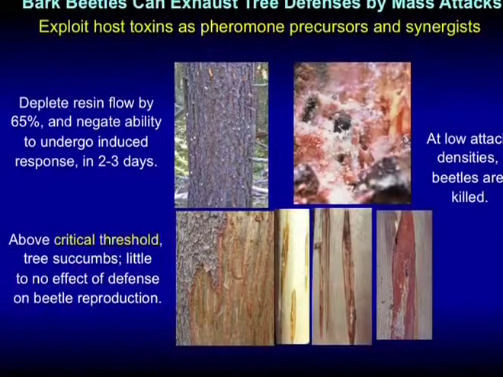The other way they can deal with it is by overcoming these defenses through mass attack, exhausting those defenses. And the beetles have an absolutely exquisite system in which they take those defensive chemicals and use them as biosynthetic precursors of their aggregation pheromones that then mass attack the tree, and they also use them as synergists. So as long as the tree is fighting back, more and more beetles are coming in. It's an early version of jujitsu.